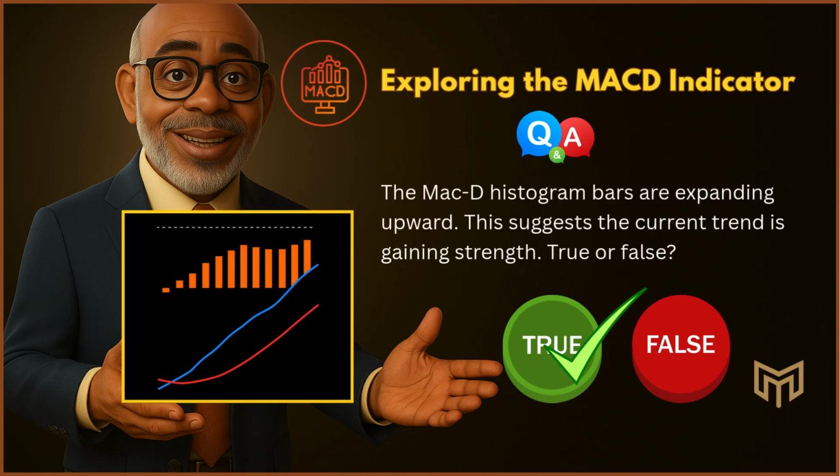At this point, traders often see two possibilities. If they are already inside a trade, expanding bars may encourage them to stay with the trend. If they are not in a trade yet, they may begin looking for continuation setups as momentum continues to build.